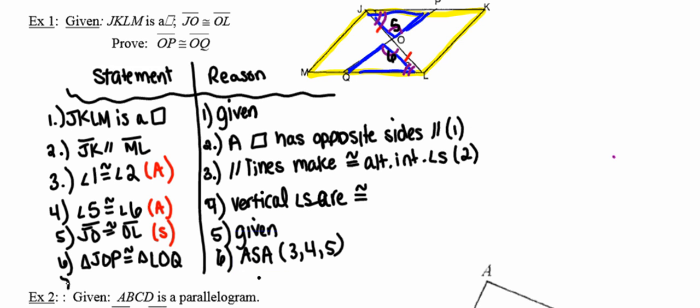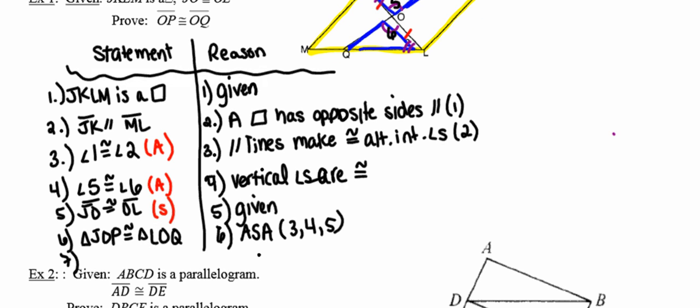And now lastly, once I've shown those two triangles to be congruent, I now know that all their corresponding parts are congruent. And side OP in the first triangle corresponds to side OQ in the second triangle. And again, I can write the whole statement.